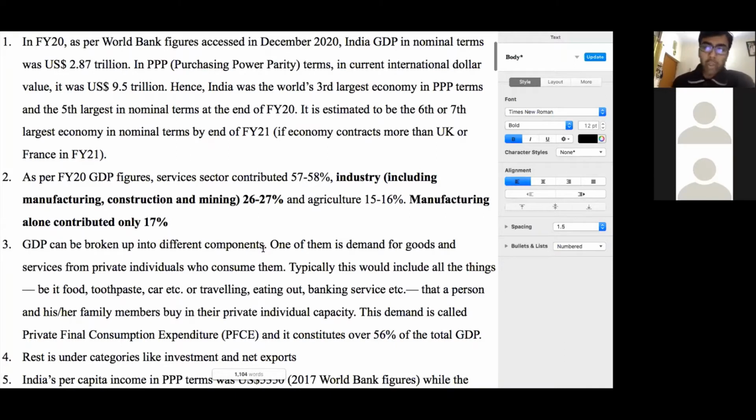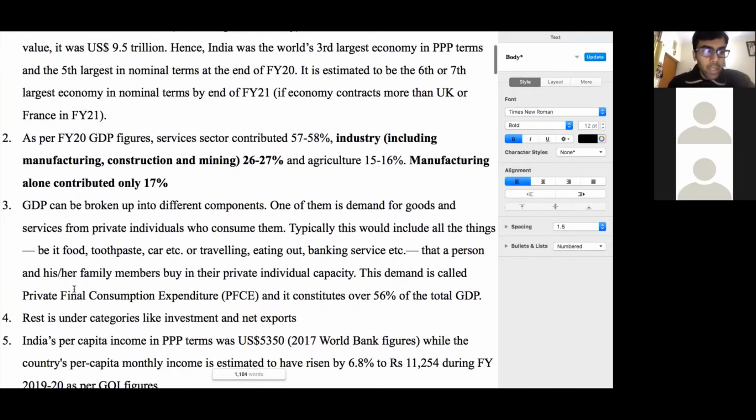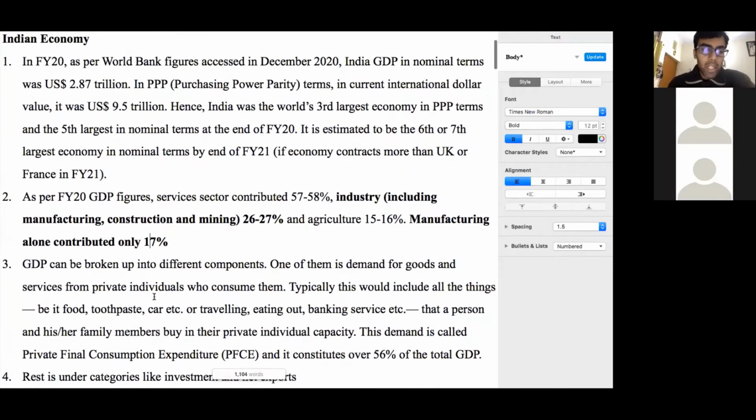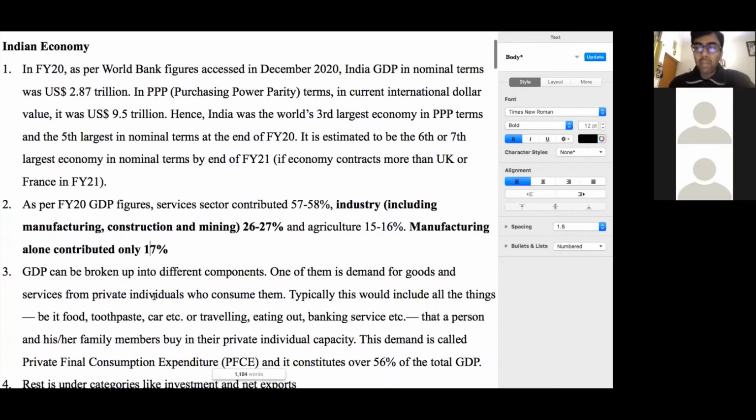There could be one approach according to which components are divided into so and so subheadings. There could be another approach according to which the components of GDP are defined so and so. But there's one standard practice under which one of the components is the private final consumption expenditure, or simply private consumption, or sometimes just consumption. So what is private consumption, or private final consumption expenditure?